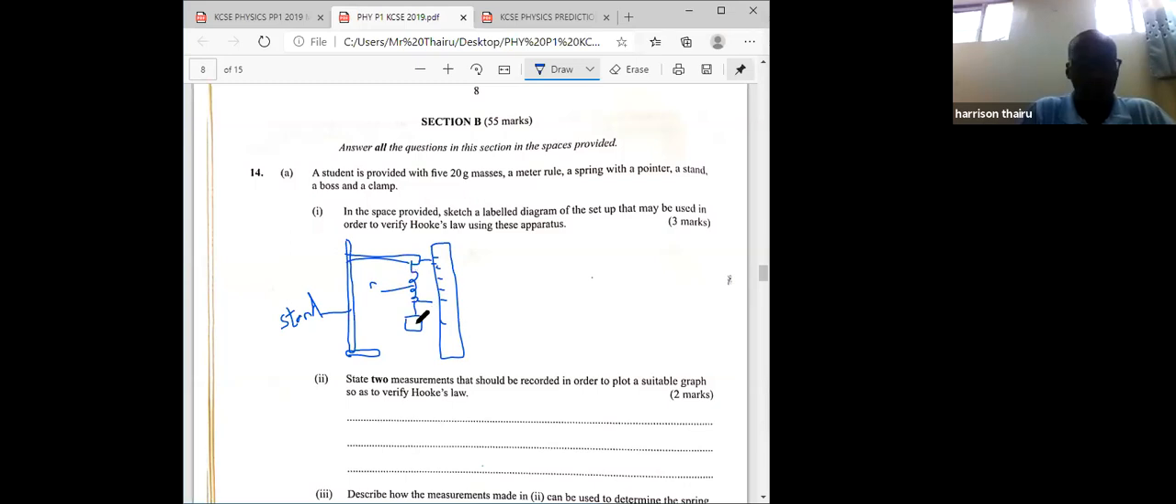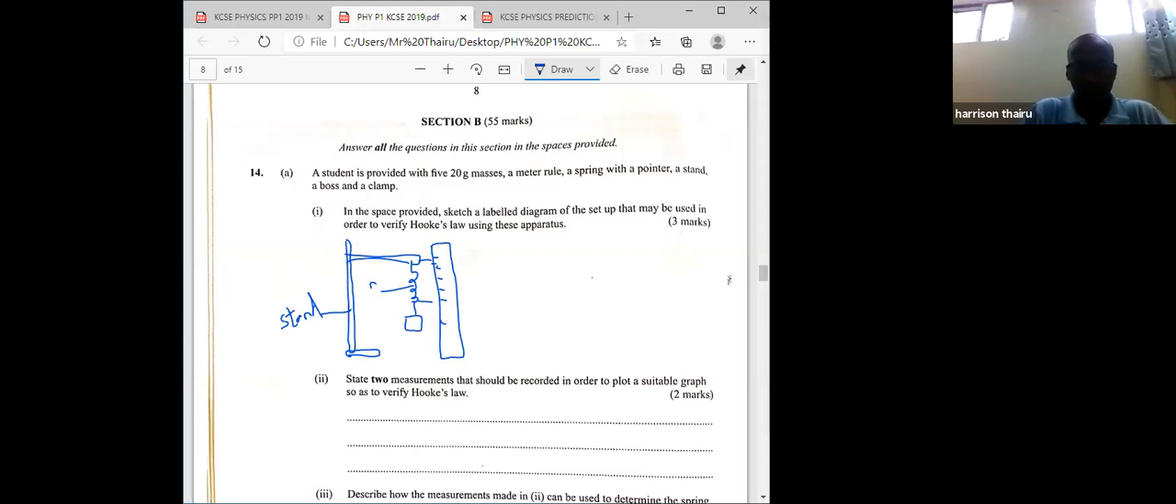You label this one as a rule. You label this one as the mass. This one as the boss and the clamp at this end. So all that is what was required in that question for you to be awarded the marks. Then you can move to the next question.